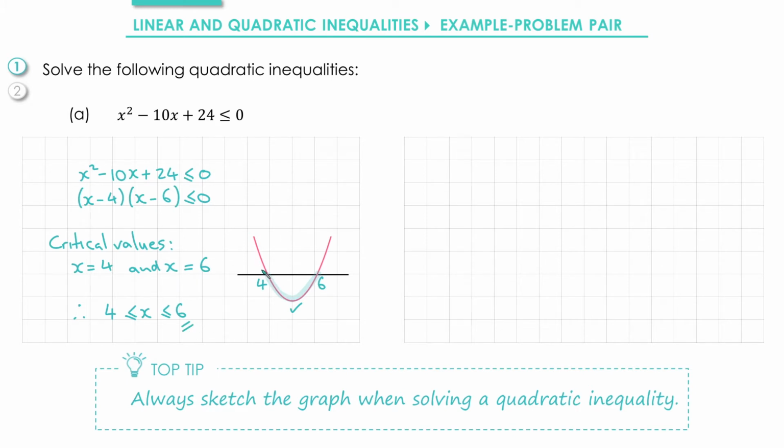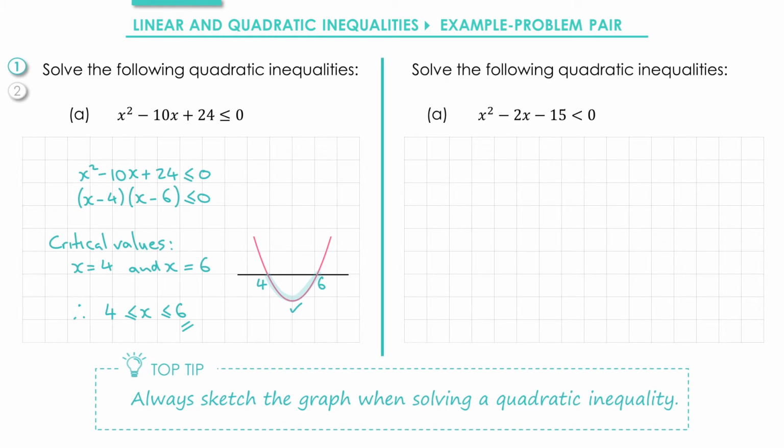Can you see how by sketching this parabola here, it was very easy to see which region I wanted by comparing it to the original equation? If you don't do that, there are times when you'll get caught out writing down your final answer. Okay, here's a similar one for you to try for yourself. Once you've checked your answer though, don't forget there's a part B to this question as well. Okay, pause the video and then come back and check your solution against mine.